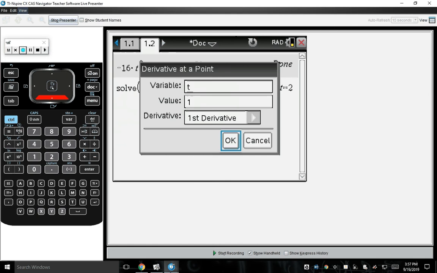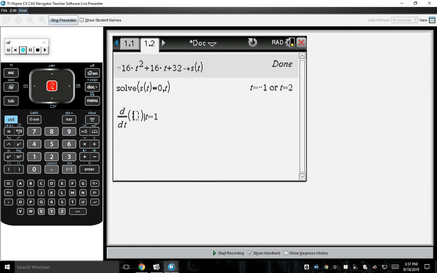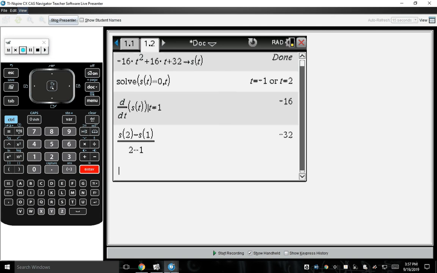For that part B. So now this will tell me what's the derivative at 1. All I have to do is just put the function, which is s of t. And there it is. Negative 16 feet per second. And then the last one was, what was the average rate of change? You ready? Here we go. Control divide. S of 2 minus S of 1. Yes, we want to make sure we develop the calculator. And you'll get the average velocity was a negative 32 feet per second.